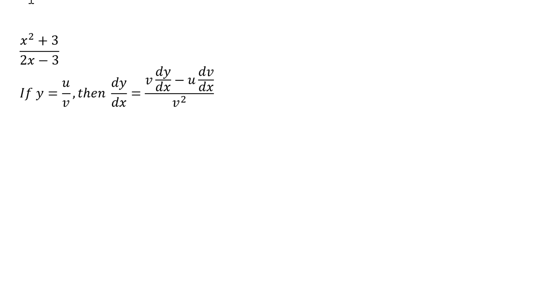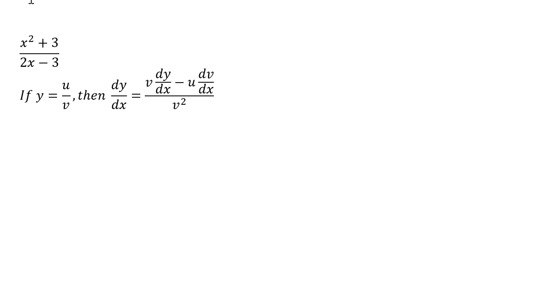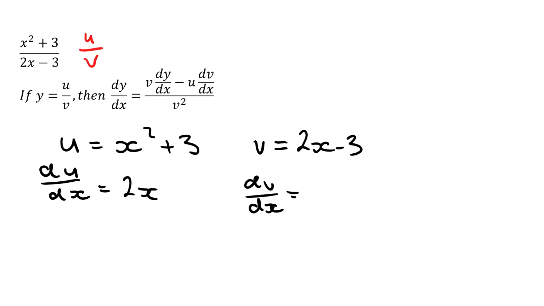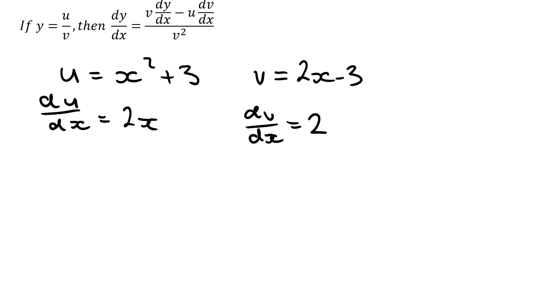Now we have a version of our quotient rule, where our u is on top and our v is on the bottom. So we do a similar thing to what we just did previously. u equals x squared plus 3, v equals 2x minus 3, du/dx equals 2x, dv/dx equals 2. We then use our formula.